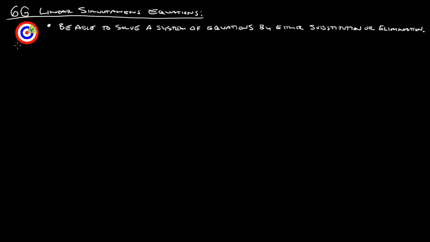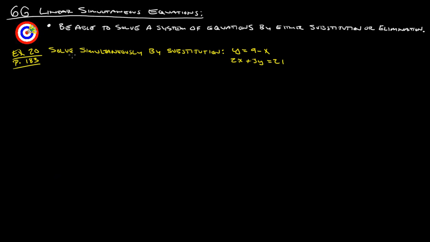I'm going to take you through the 6G notes on linear simultaneous equations. So, linear simultaneous equations is secret code for a system of equations, or two equations with two unknowns. At the end of this, you should be able to solve a system of equations by either substitution or elimination. Okay? So, let's jump straight into the example so I can show you what we're talking about here.